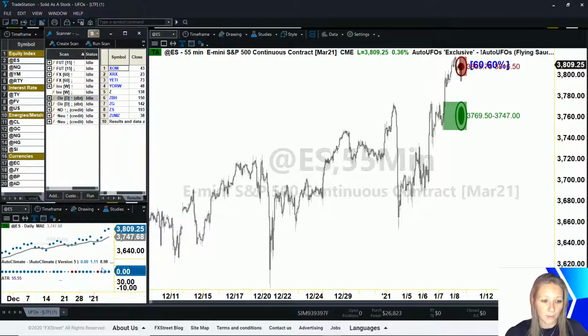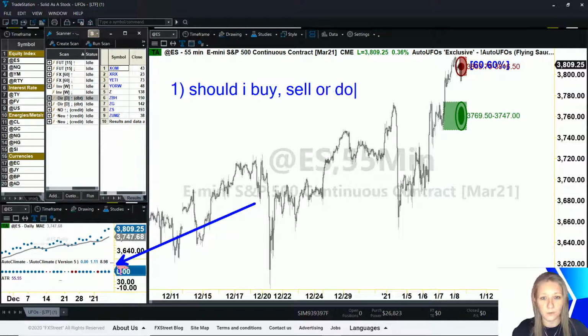Okay, so once we have an idea of what's going on with the general market, how we do this is we come over to this section here. This section is our auto climate app. That's what these dots are, and that's what this indicator is showing us. We use the auto climate app because it's a very quick and easy way to look at whether the market is going up or down. It helps us answer question number one of whatever we look at when we're trading, whatever time frame: should we be buying, should we be selling, or should we do nothing at all? This is question number one, always, that we should be asking ourselves. Should I buy, sell, or do nothing?